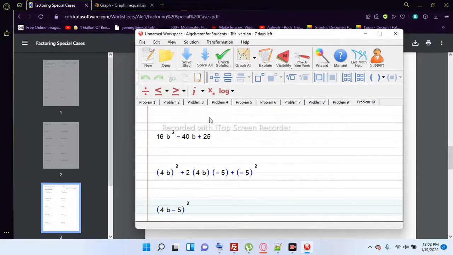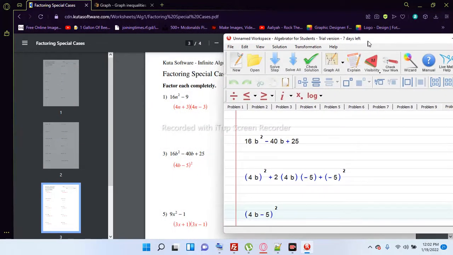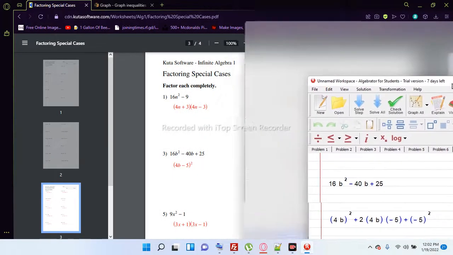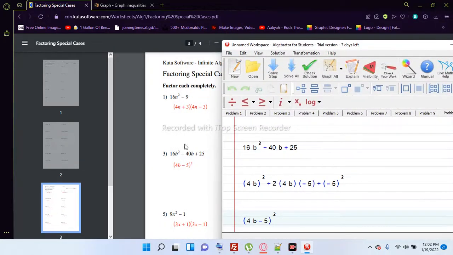As you can see, this is the whole problem. And there it goes. 16b squared minus 40b plus 25 is 4b minus 5 squared. She answered it correct, as long as you write it correct. As long as you write that up correct, she'll answer it correctly. That's the Algebrator.